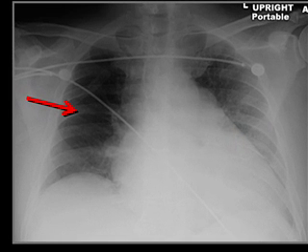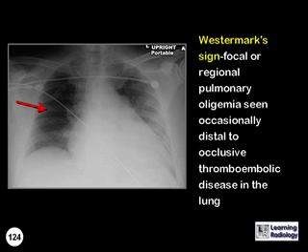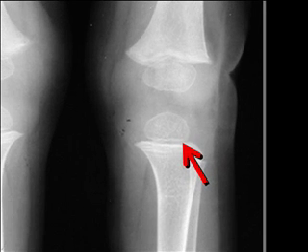What is the name of this sign? This is Westermarck sign, which represents a focal or regional pulmonary oligemia seen occasionally distal to occlusive thromboembolic disease in the lung.